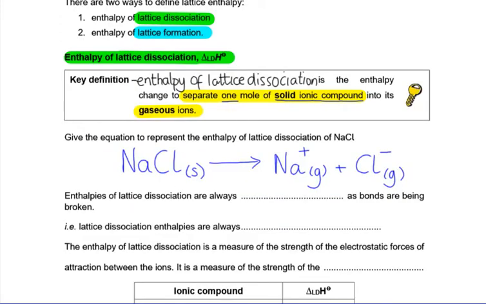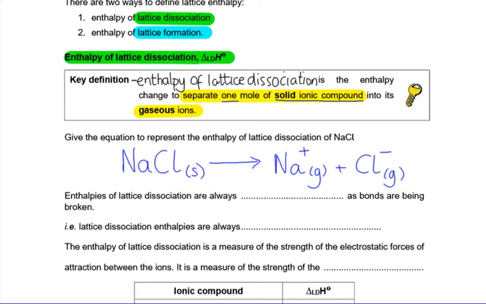So this is what you should have got. I started on the left with 1 mole of sodium chloride as a solid, put my state symbols in, very important. And on the right I have got sodium ions and chloride ions, because that's the ions of sodium chloride, and they're gaseous. I've got state symbols. State symbols are essential here. So let's think about these.